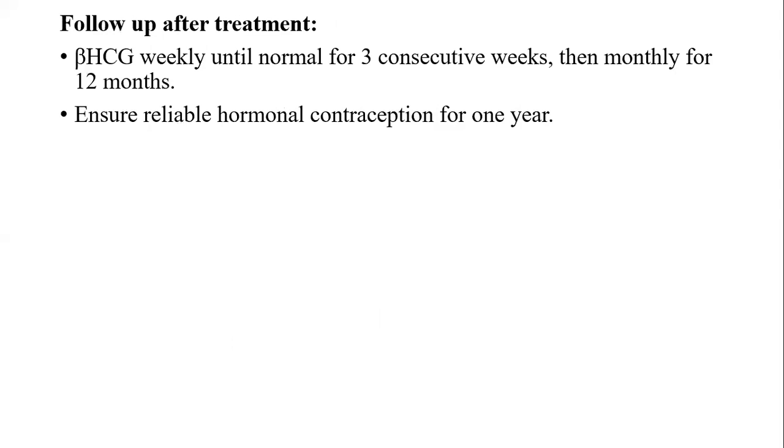So after treatment, follow-up is usually beta HCG weekly until normal for 3 consecutive weeks, then monthly for about 12 months. After that, you ensure reliable hormonal contraception for about 1 year. So that's all under my presentation, unless there are any questions.